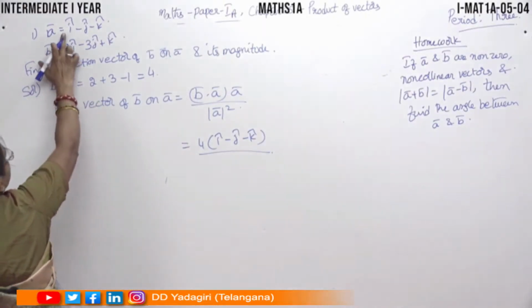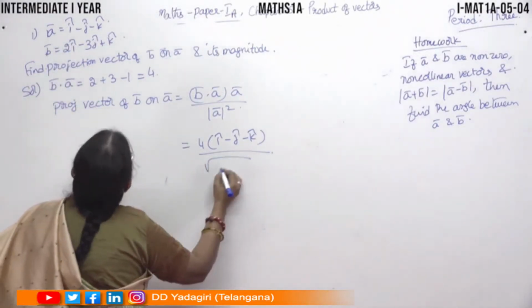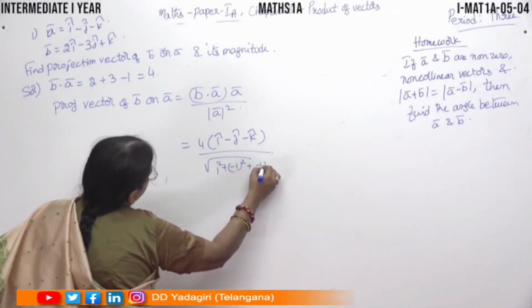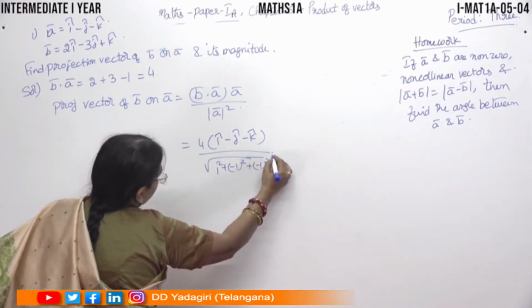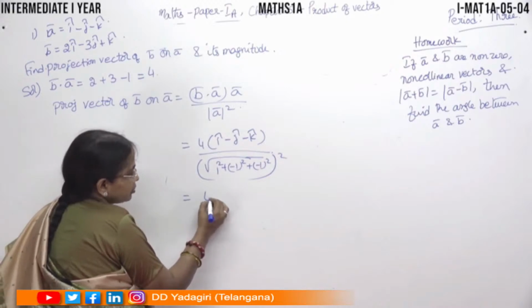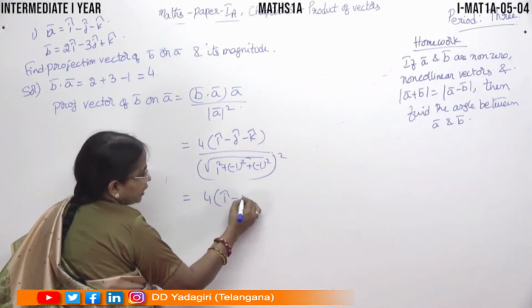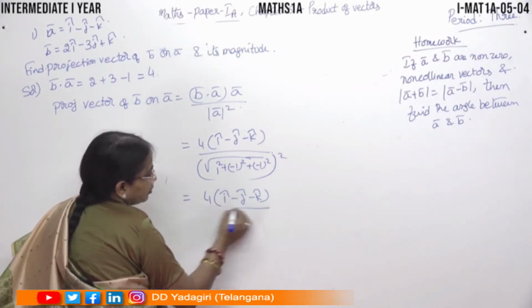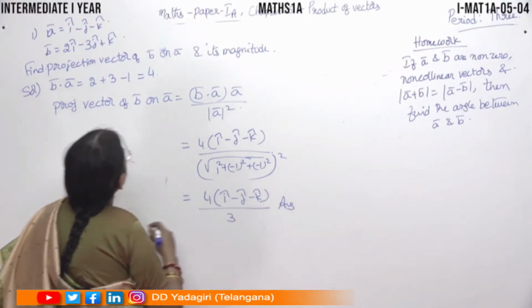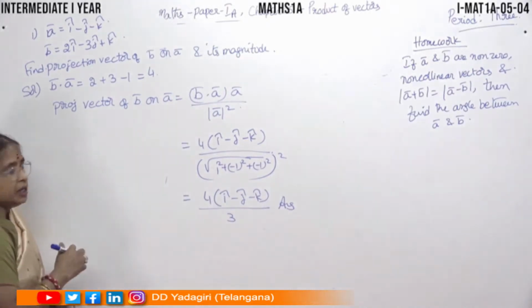What is the modulus of this? Root of 1 square plus minus 1 whole square plus minus 1 whole square, whole thing whole square, mod A square. So root will go. So it is 4 into i minus j minus k by root 3 whole square, that is 3. So this is your answer. So the projection vector of B on A is this.